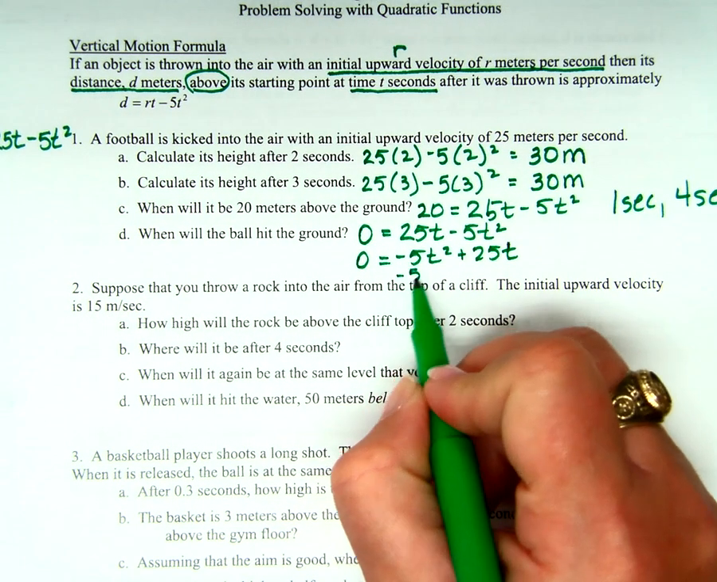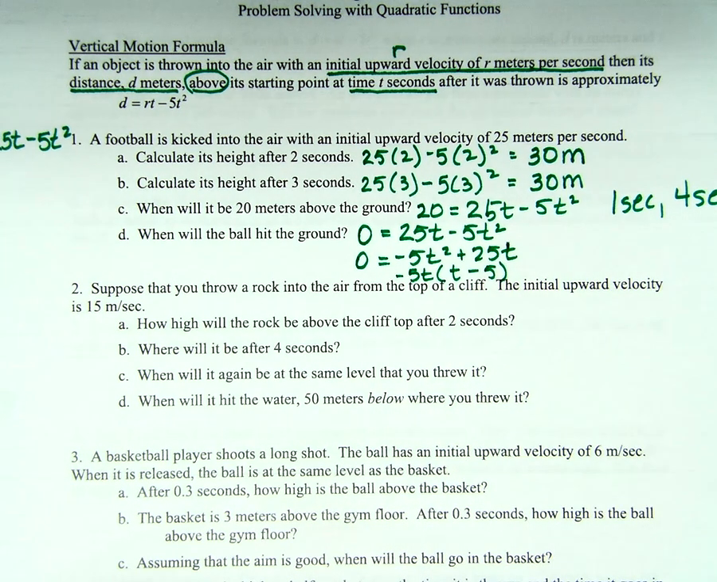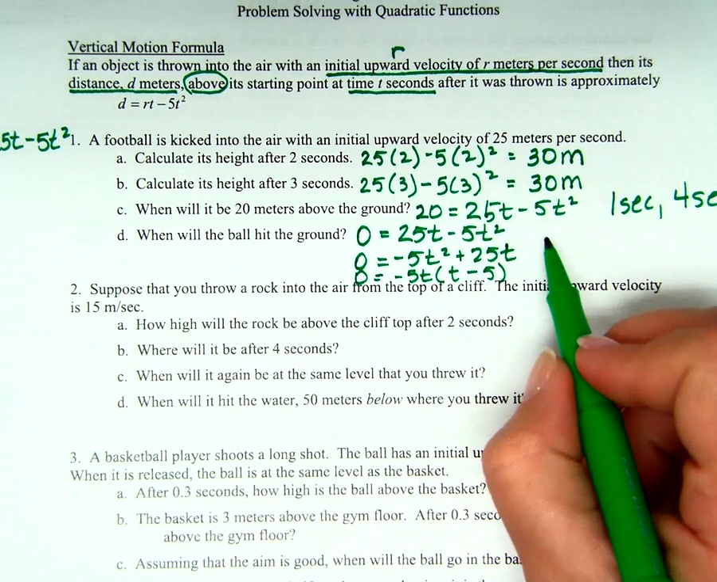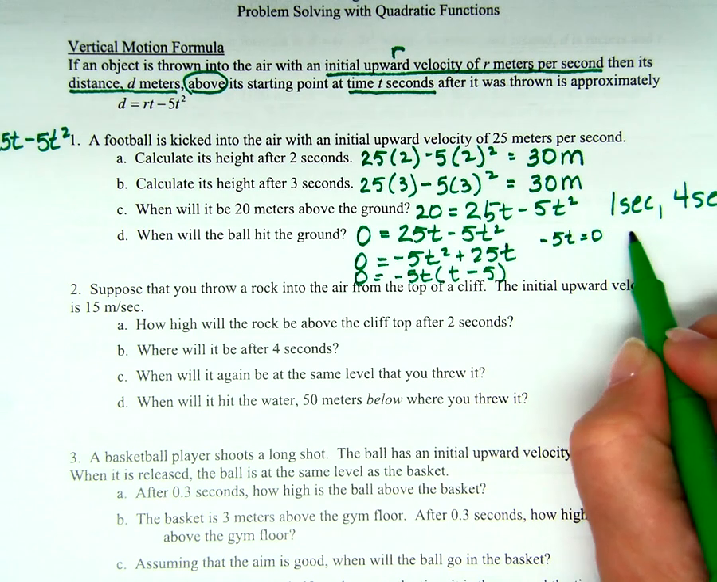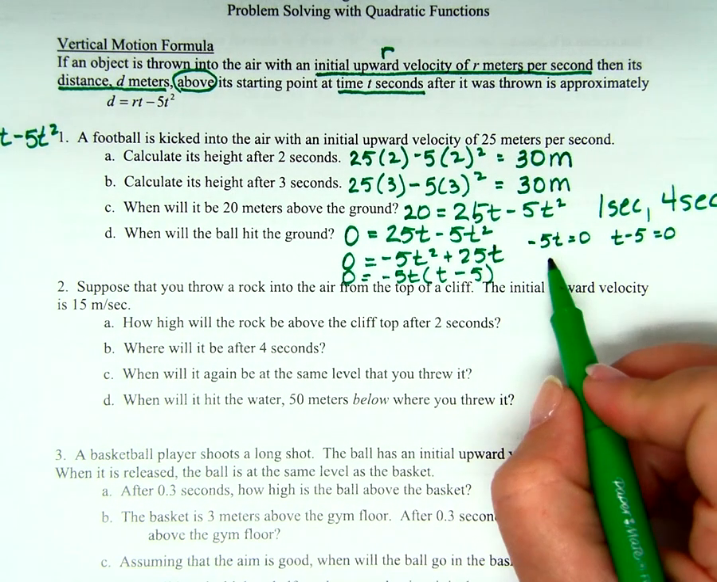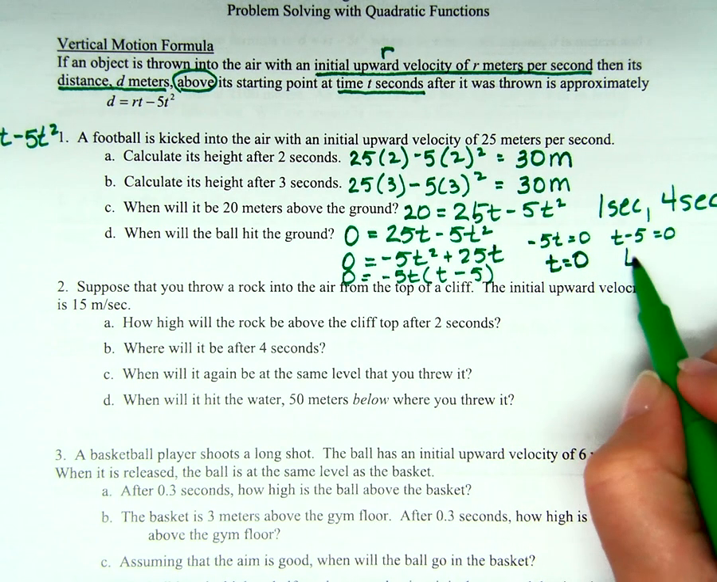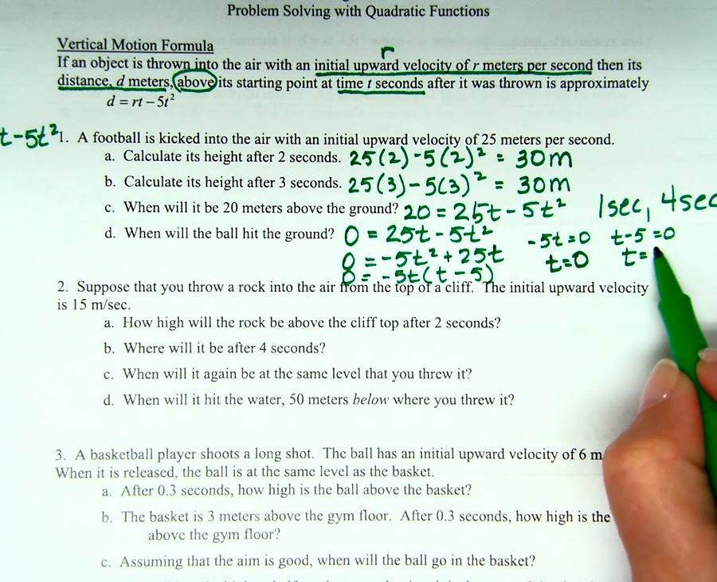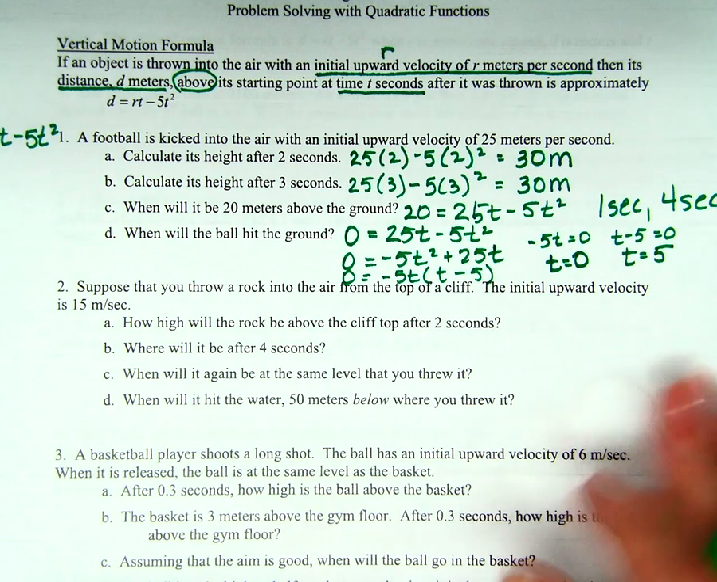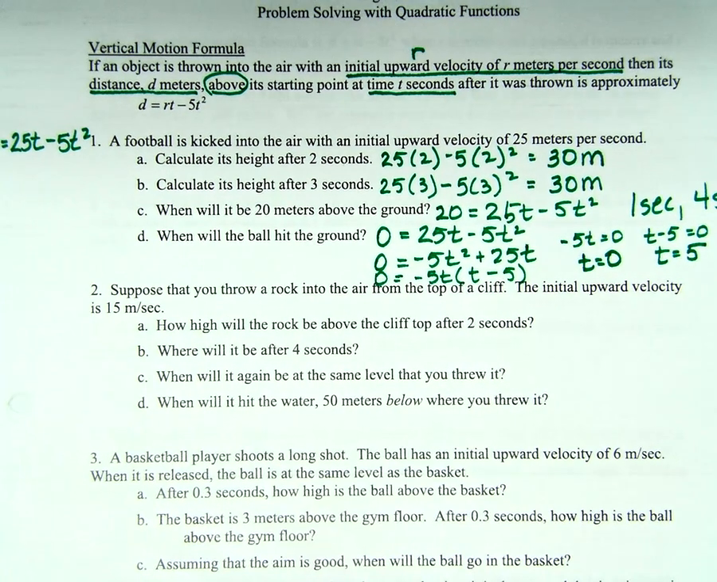If I take out a negative 5t, what's left? Zero product property says I have to set each one of these equal to 0, right? Negative 5t equals 0. t minus 5 equals 0. What's t equal? 0 and 5. I didn't say you were wrong when you guessed, did I? I just said we have to show our work to get credit, right? But now answer the question. When will the ball hit the ground?